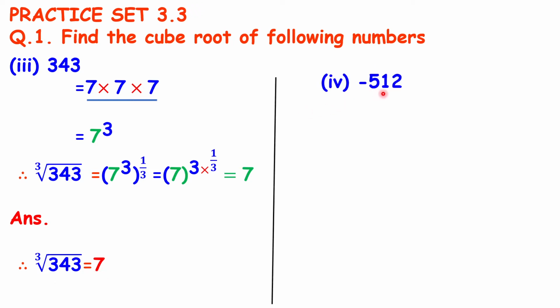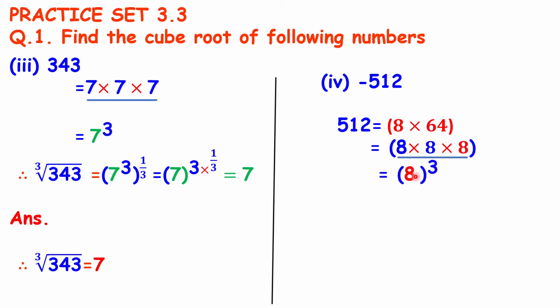Example 4: minus 512. We first find the factors of 512. If we observe the number 512, the digit at the unit place is 2, an even number. So it is divisible by 2. 2 will come 3 times, so it is divisible by 8. If we divide 512 by 8, the quotient will be 64. Then 64 is also divisible by 8. Then the factors are 8 into 8 into 8. We write these factors in index form, that is 8 cube. Means 8 is the cube root of 512.